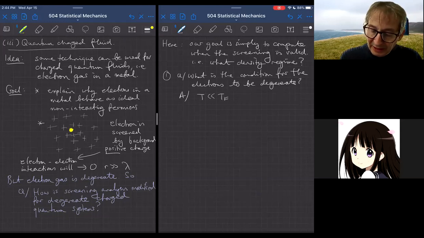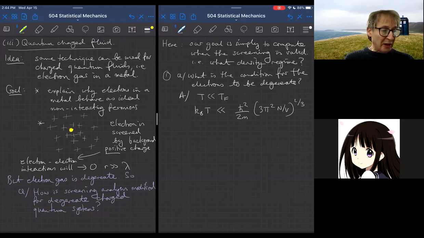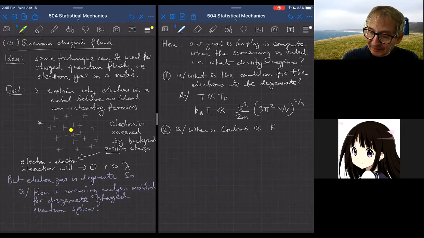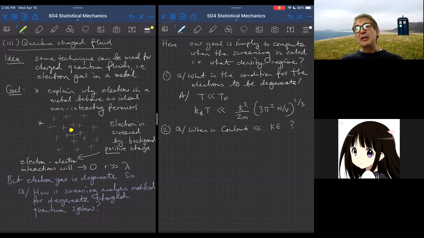temperature. And so what that means is that, precisely speaking, kBT should be less than ħ²/2m times k_F². So the Fermi wave vector was (3π²n/V)^(1/3). And so therefore it will be this thing raised to the 2/3. So that's the first question. The next question we want to ask is when is the Coulomb interaction much less than the kinetic energy? So that's the condition that we're trying to solve.